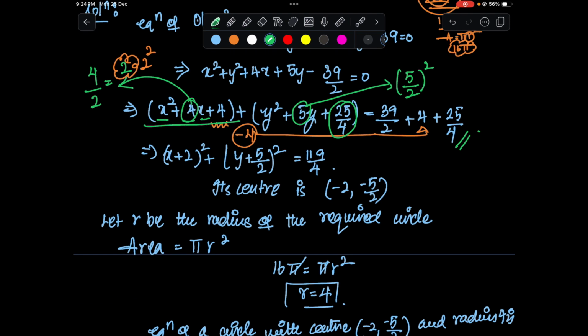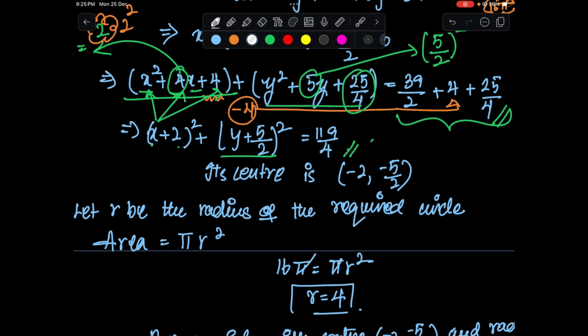And then this becomes (x plus 2) the whole square, because it is x square plus 2ab plus b square. Similarly, this also becomes a complete square. And here you have to simplify using fractions, LCM and all, and you will end up with this. Now, this has come into the form which you are already aware of. It is in the form of (x minus 2) the whole square plus (y minus 5 by 2) the whole square, and that is equal to (root 119 by 4) the whole square. Right? Let me just erase that.